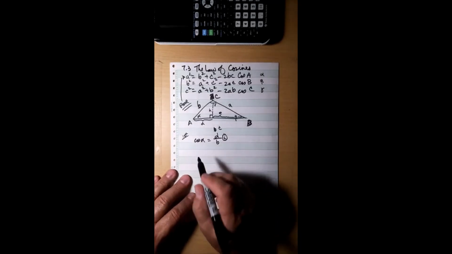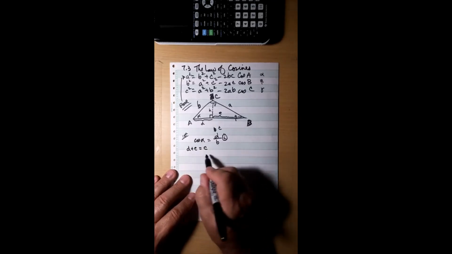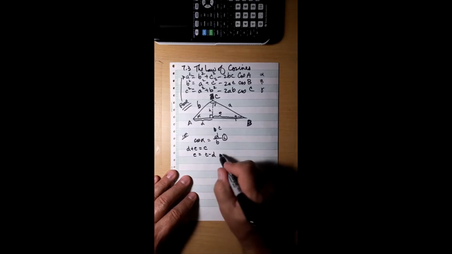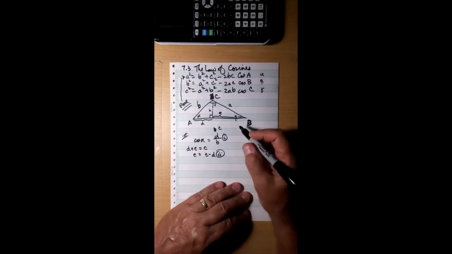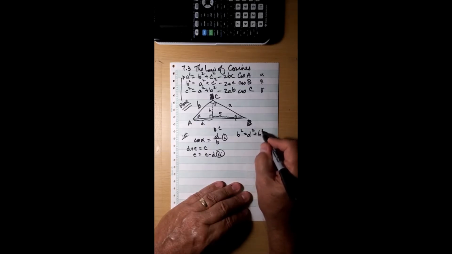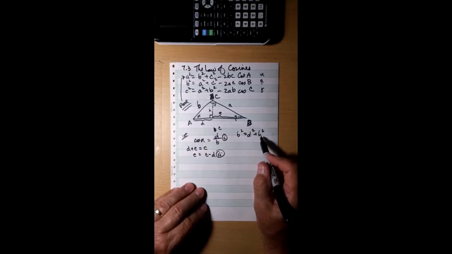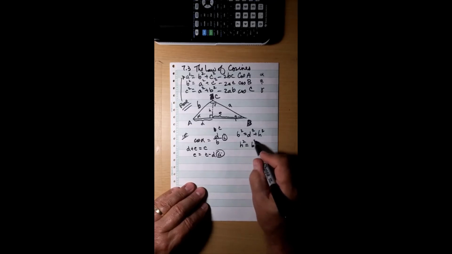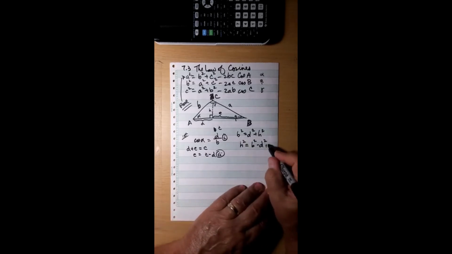We also need that, what is d plus e? Well, that's the same as c, but we really don't want d plus e. We want e all by itself, so that's c minus d. We're going to call this II. Now we need b squared equals d squared plus h squared. B squared is a hypotenuse, d squared and h squared are the two legs. But we're going to rewrite that as h squared equals b squared minus d squared. This is going to be a third thing we need.